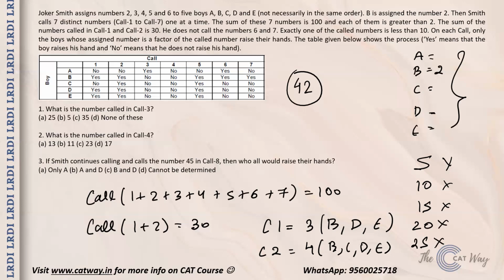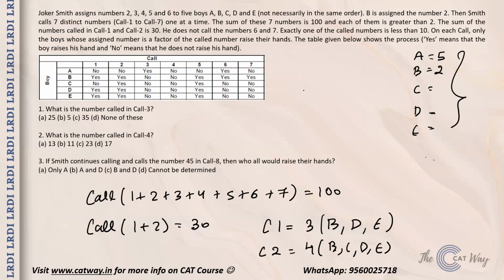25 is also not an option, and the numbers cannot be 30 because he is not going to call 0. So that means both the numbers are not a multiple of 5. That means the only person who is not going to raise his hand in both these cases must have been assigned the number 5, and that is the only reason he did not raise his hand, and that person is A. So now what we know is that A is the person who has been assigned the number 5. Now we know that B is equal to 2.